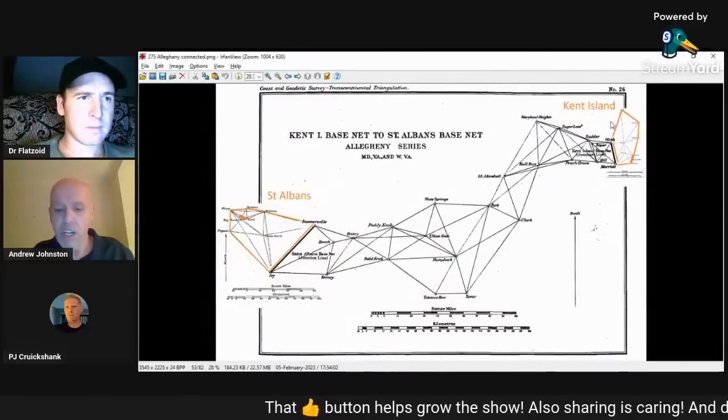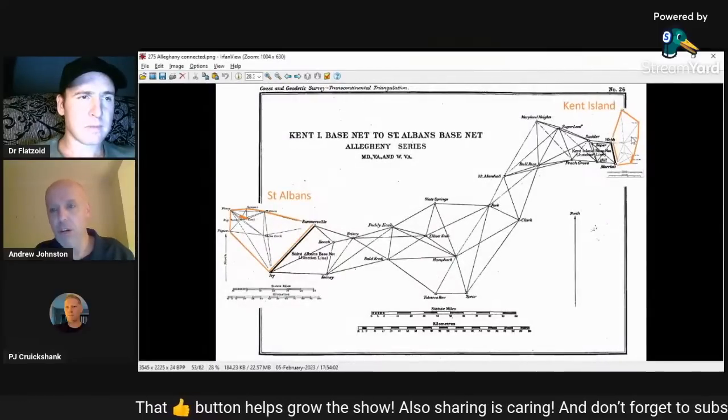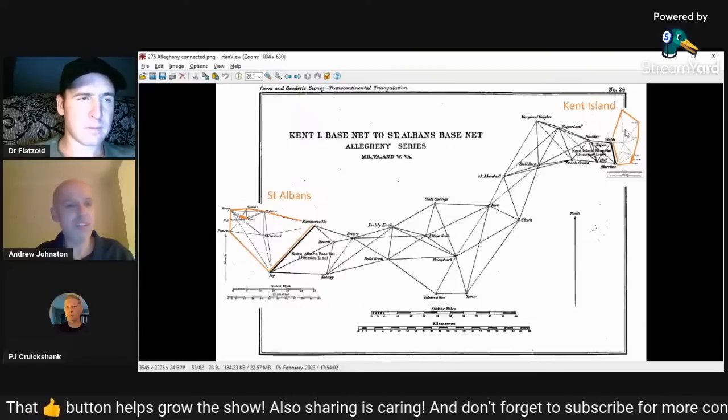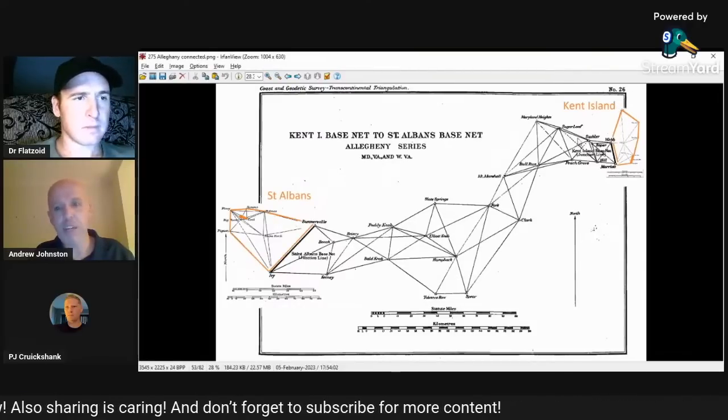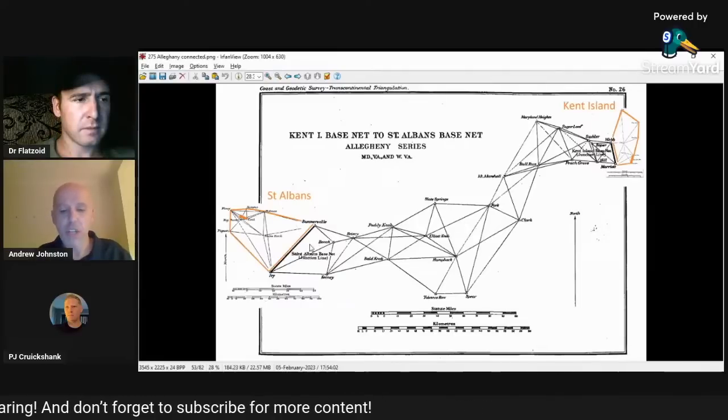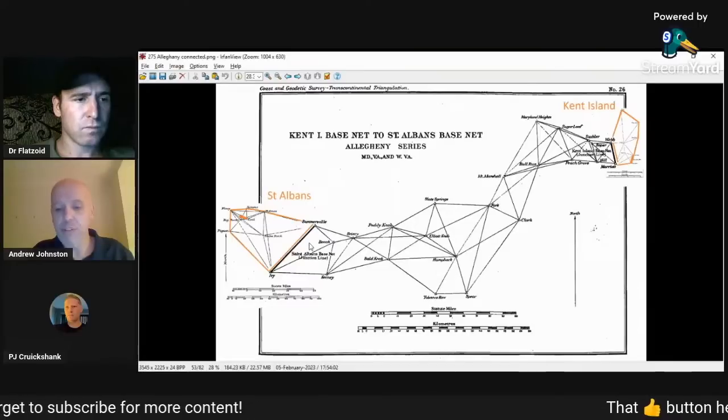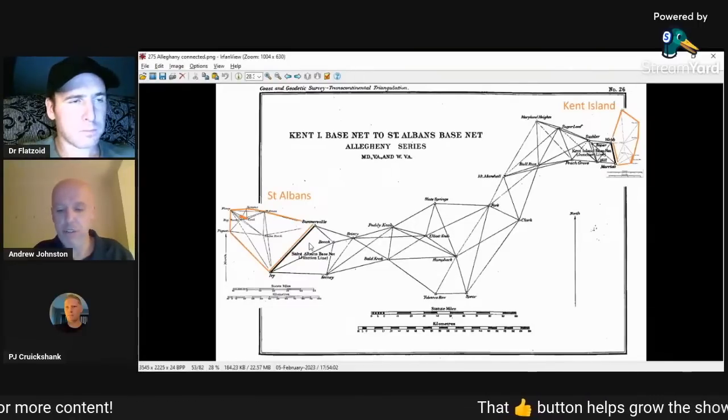So over here on the right in orange, we have the Kent Island base net. And over on the left, we have the St. Albans base net. And in between, we have this huge connected series of triangles. Now, this spans about 450 kilometres between the left and the right of the screen.